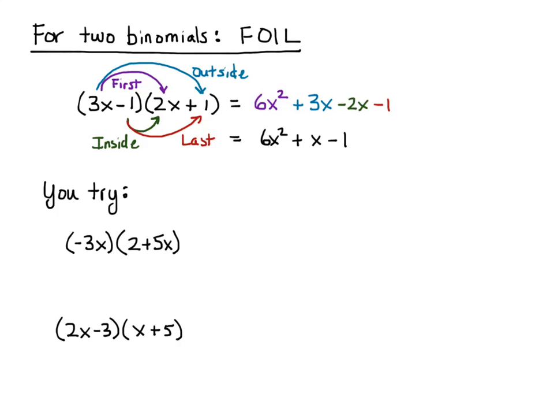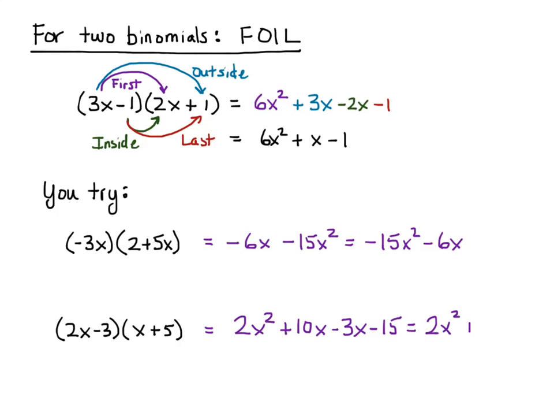Okay, so let's just go through these. The first one is going to be negative 6x minus 15x squared. And that's not in standard form, so we're going to rearrange the order and make that negative 15x squared minus 6x. The next one, anybody get an answer there? Yes? 2x squared plus 7x minus 15. Good.